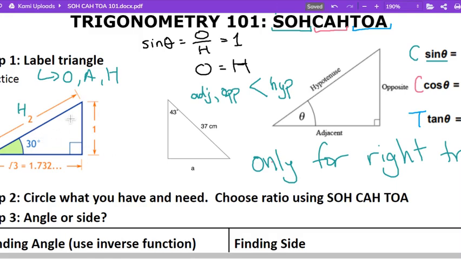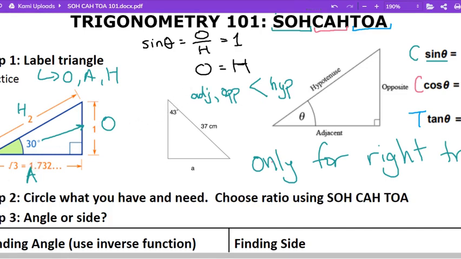The adjacent one I find is always the trickiest one, so I leave that to last. Opposite just means it's opposite. That side length is opposite from the angle. And then adjacent means next to. So adjacent is right next to the angle. Yep, if the angle was in the top right, the opposite would be at the bottom. That's right, the O and the A flip.